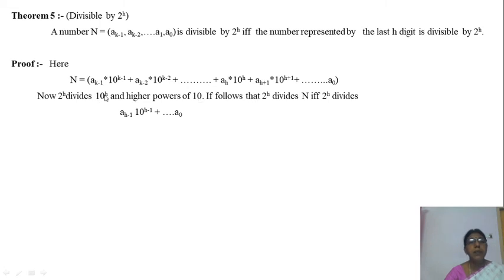It follows that, taking h equal to 4, everything from a4 10 power 4 upwards is divisible, so it is enough that the previous terms are divisible. That means 2 power h divides n if 2 power h divides a(h-1) 10 power (h-1) and so on up to a0, the last term. Here it is understood: 2 power h divides 10 power h and higher powers of 10. That means we only need the lower powers, less than h. Okay, ma?